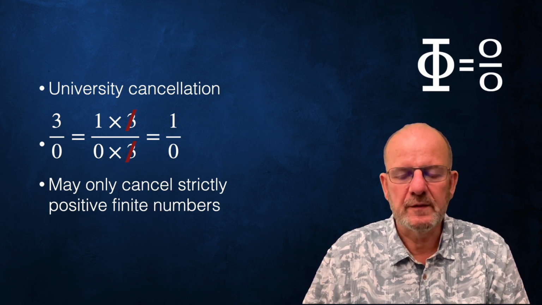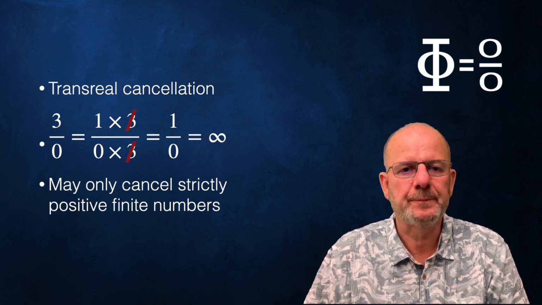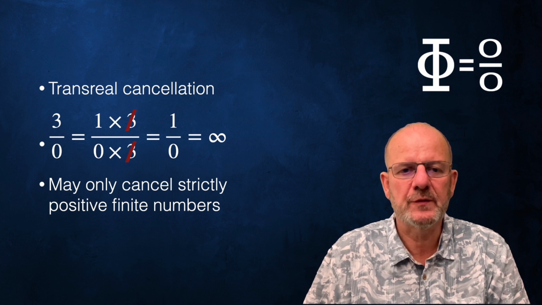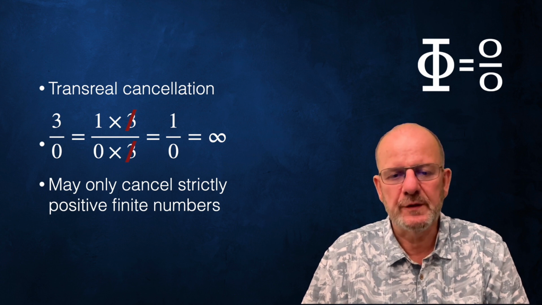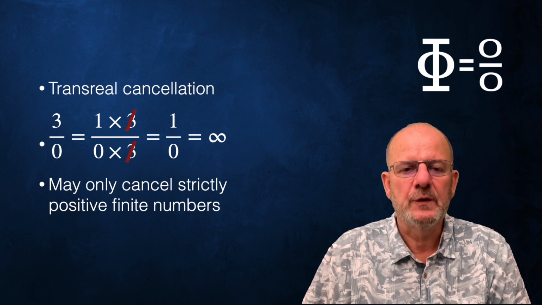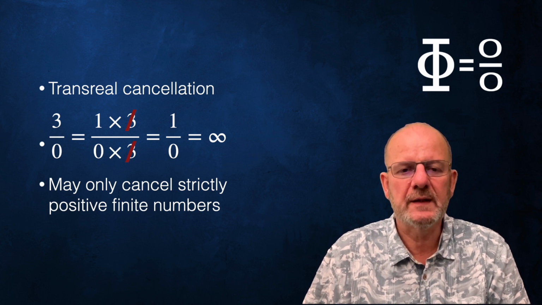It should be said that the rules for cancellation vary in different parts of mathematics. Transreal cancellation is the same. Given a frac term like 3 over 0, you write down 3 equals 1 times 3, 0 equals 0 times 3, cancel the 3's and get the answer 1 over 0, which you now know to be the transreal number infinity. You may only cancel strictly positive finite numbers.